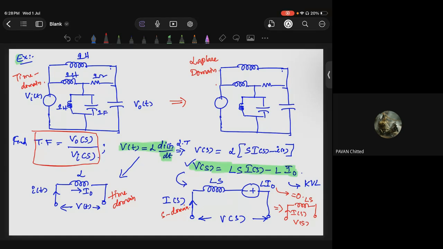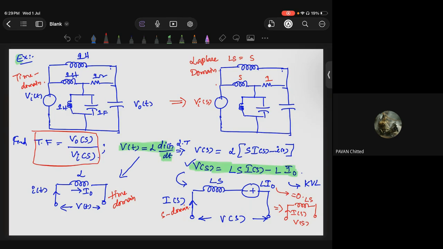So now I'll write this one as yes. Is it correct? Because that is LS, L is 1. Correct? Similarly, this is also yes. So resistor, it will not change anything, 1. The input will become Vi of S.